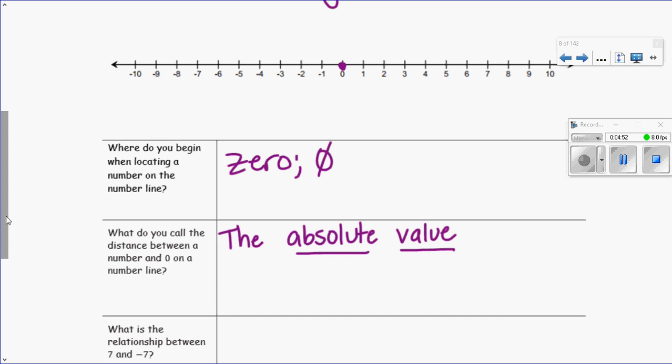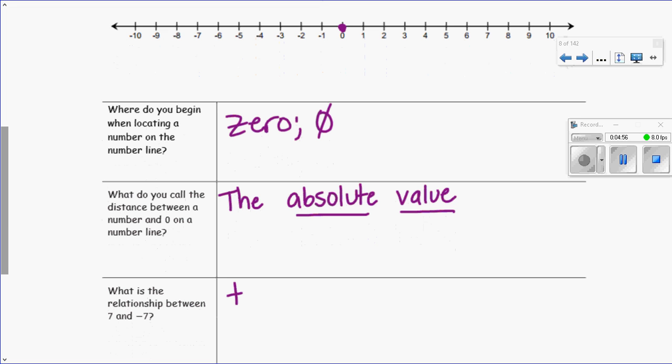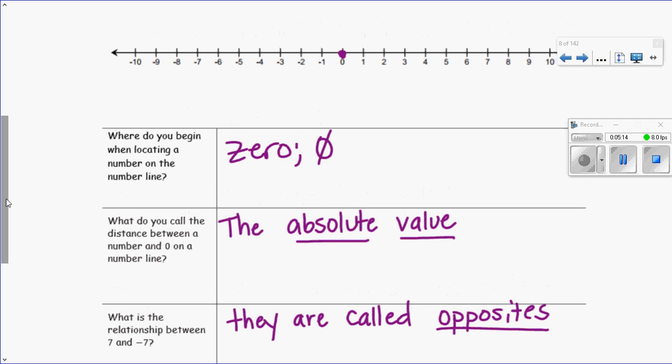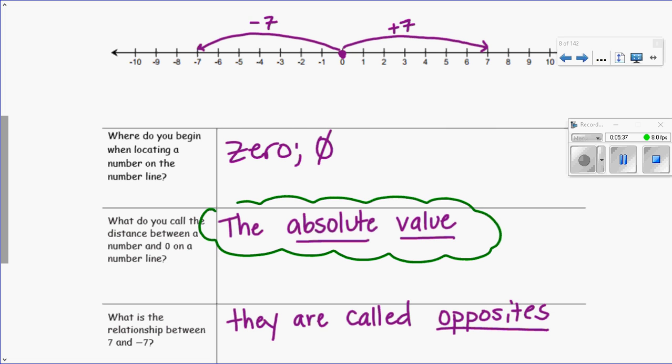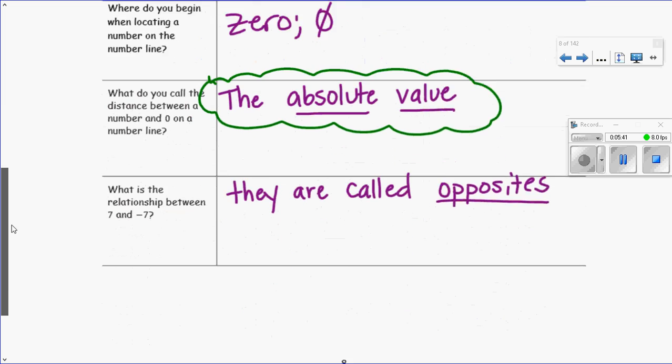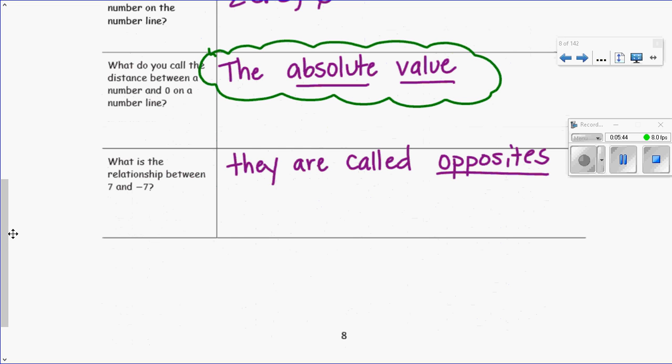Okay, what is the relationship between 7 and -7? They are called, you might know this term from last year, opposites. That was also in your essential question. We talked about it in the Venn diagram, so hopefully that is familiar to you. If you go back up to your graph, we're going to do this real quick. If I want to go from 0 to positive 7, I have to move 7 places to the right. If I want to go from 0 to negative 7, I'm moving 7 places to the left. The thing about absolute value is that I moved the same distance. I moved 7 whether I went to the right or the left. So the absolute value is how far I went. It doesn't have to do with the direction. It's just saying what is the distance.